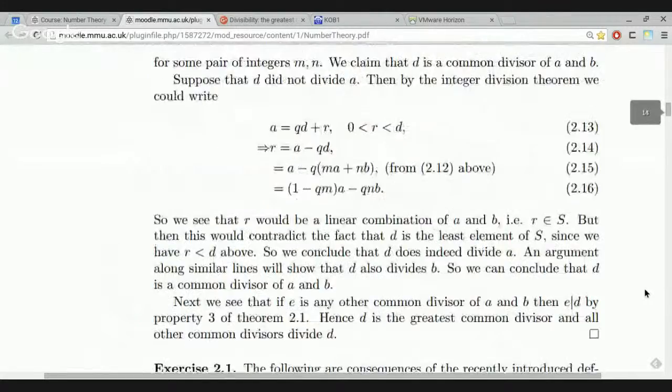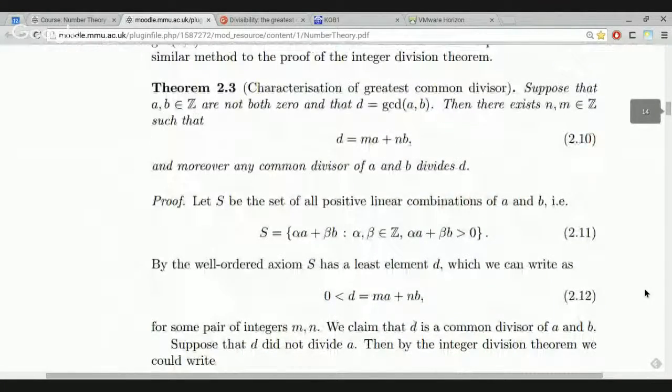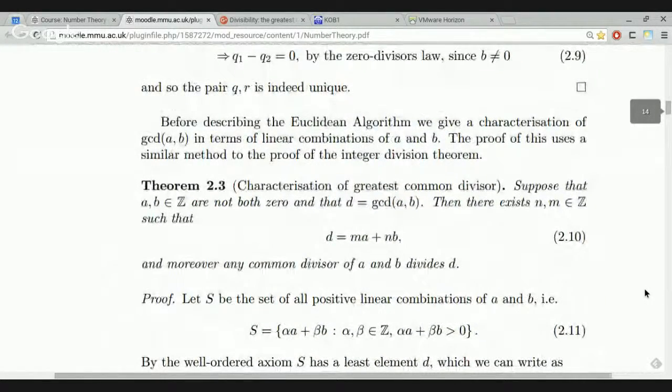But the other result we're going to look at today, this is theorem 2.3. I know I'm hopping around a bit, but just pointing the various things out. This characterization of greatest common divisors in terms of linear combinations. So this is going to be the central result that we're going to work towards today. And this says that if you're given any two integers a and b, we can refer to their greatest common divisor, d. And this says that the greatest common divisor can always be written as a linear combination of the two numbers. That's interesting.